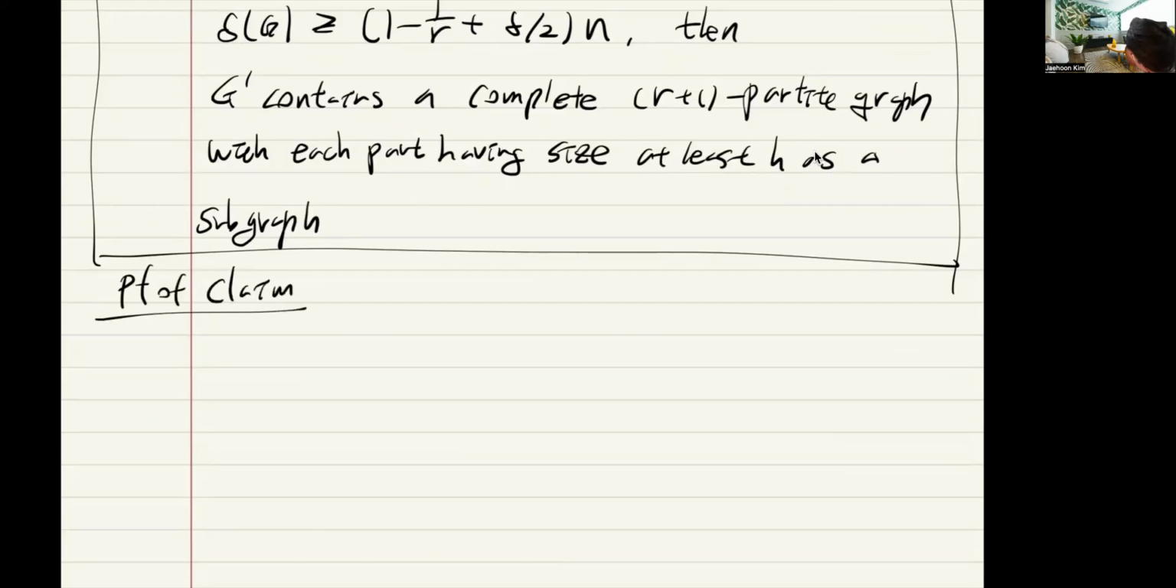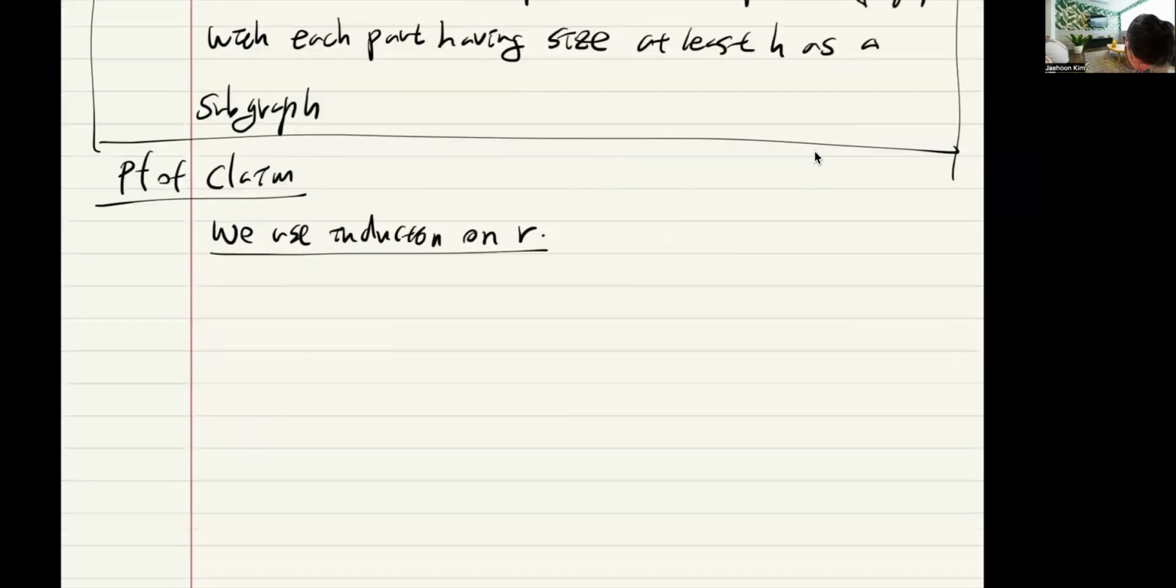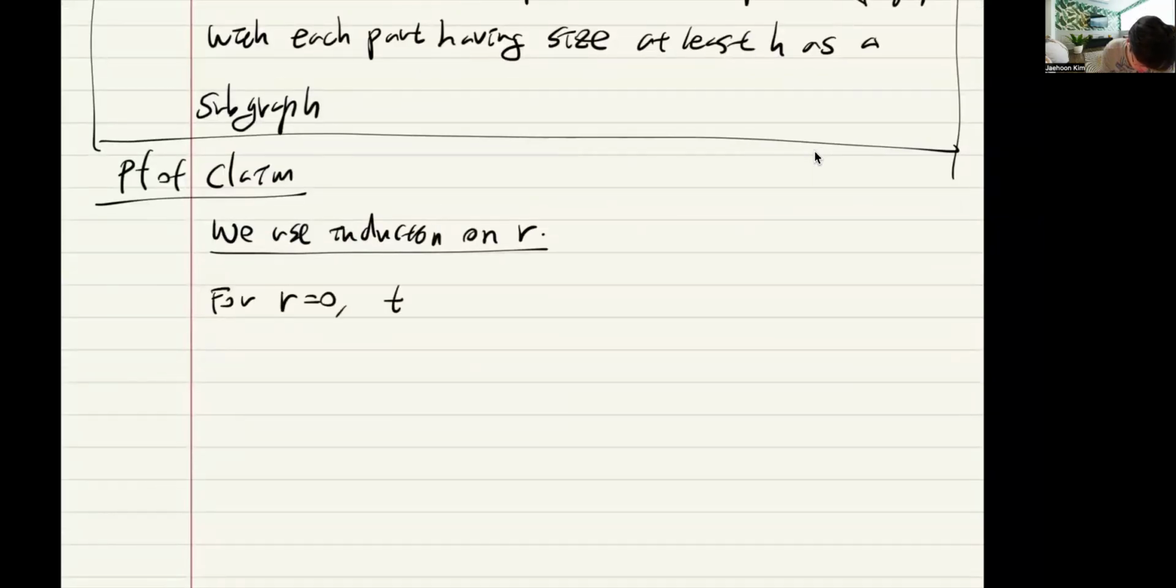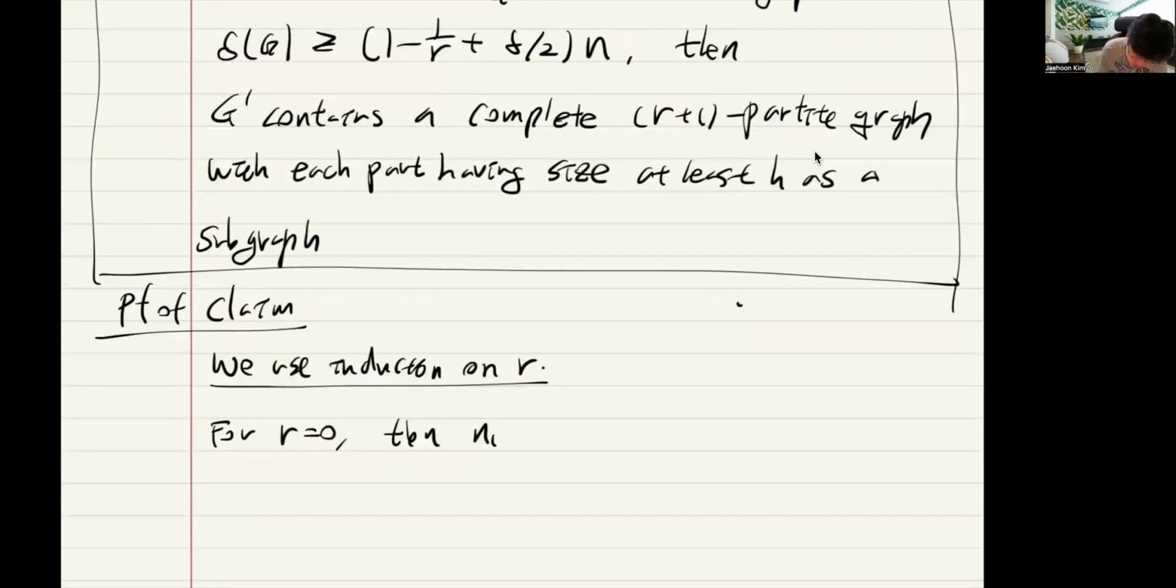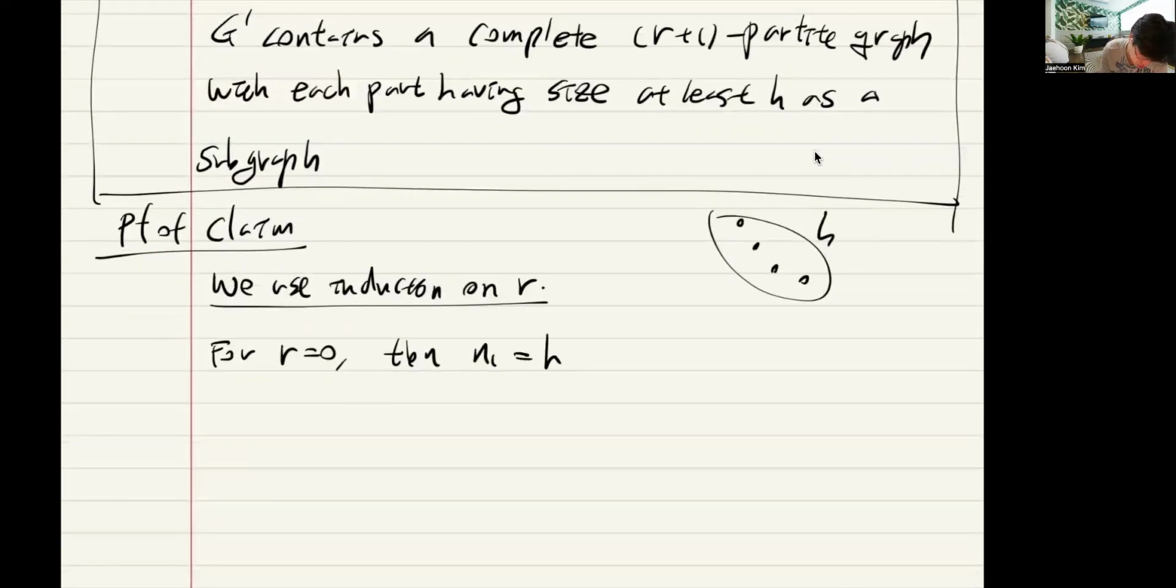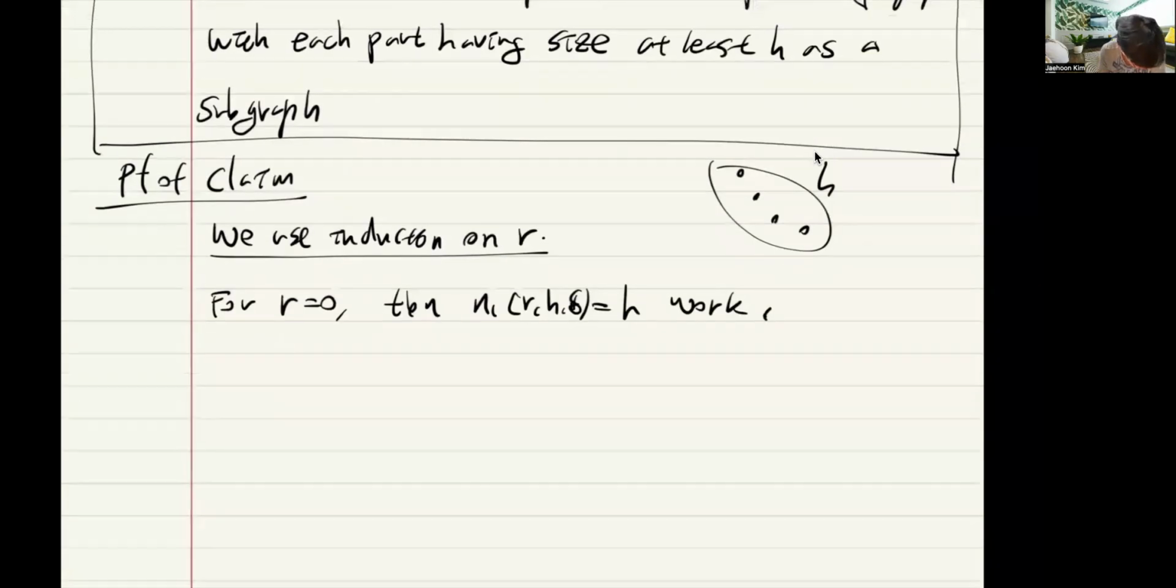So let's prove this claim. What we do is use induction on r. If r is 0, then what you want to find is just a set of H vertices. So this is a one-part graph, no edges at all. Then just letting this N1 of r, H, delta be H works. As long as there are H vertices, you just take them, and that's what you want.